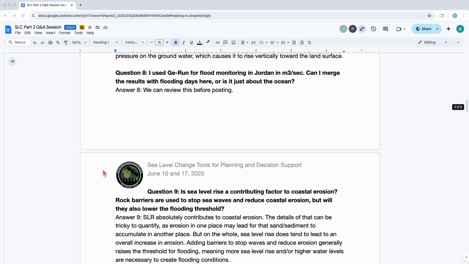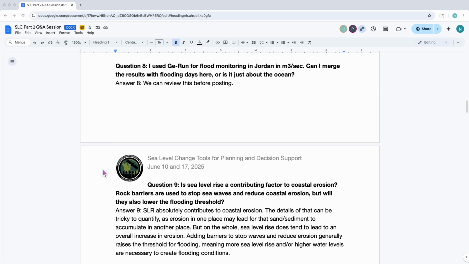Great, thanks, Phil. Question 8. I used GRUN for flood monitoring in Jordan in cubic meters per second. Can I merge the results with flooding days here, or is it just about the ocean?